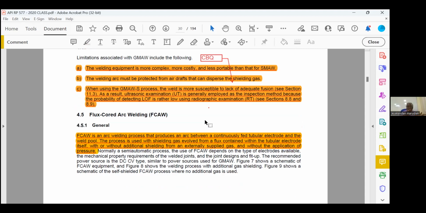FCAW is the same as GMAW, only the electrode is tubular. Now, here 2 things are important. What is the advantage of FCAW? The welding will be very smooth. It can be used on all materials, but there are 2 major disadvantages.